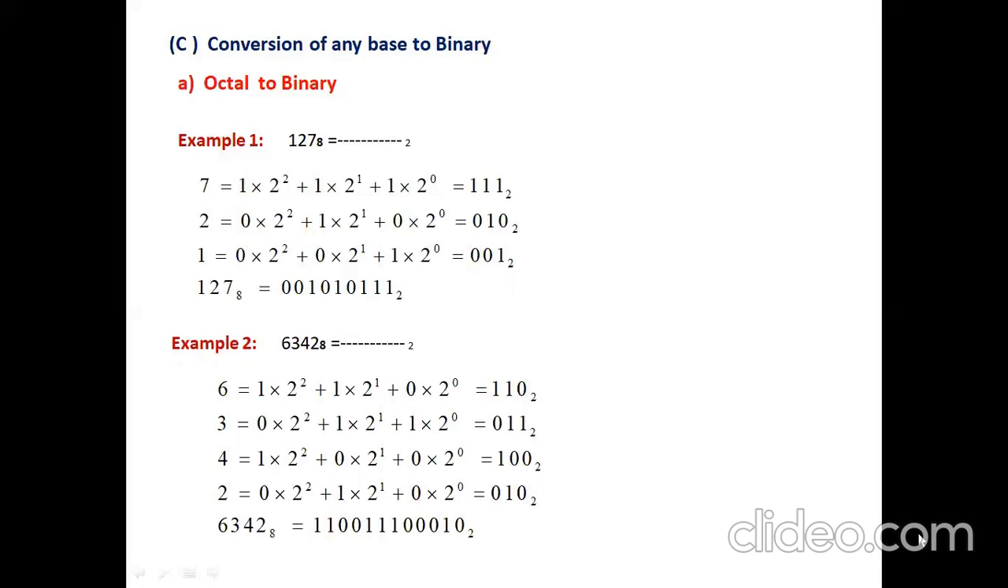Again, if you go for the 2, the middle one will be the 2. So we put 2 to the power of 1 into 1 plus either side 0 into 2 to the power of 0 and 0 into 2 to the power of 2. And for 7, when we add 4 plus 2 plus 1, that is 1 into 2 square plus 1 into 2 to the power of 1 plus 1 into 2 to the power of 0, it is equal to 111.